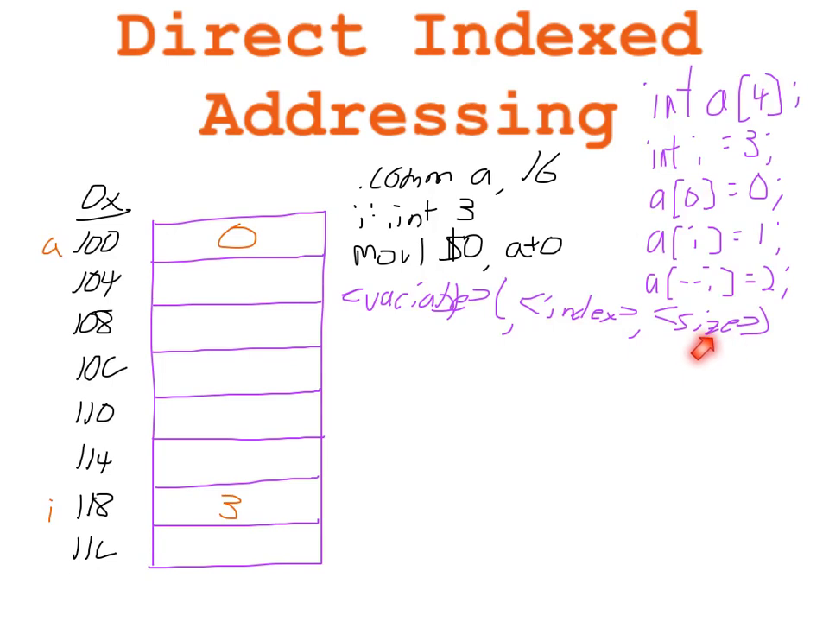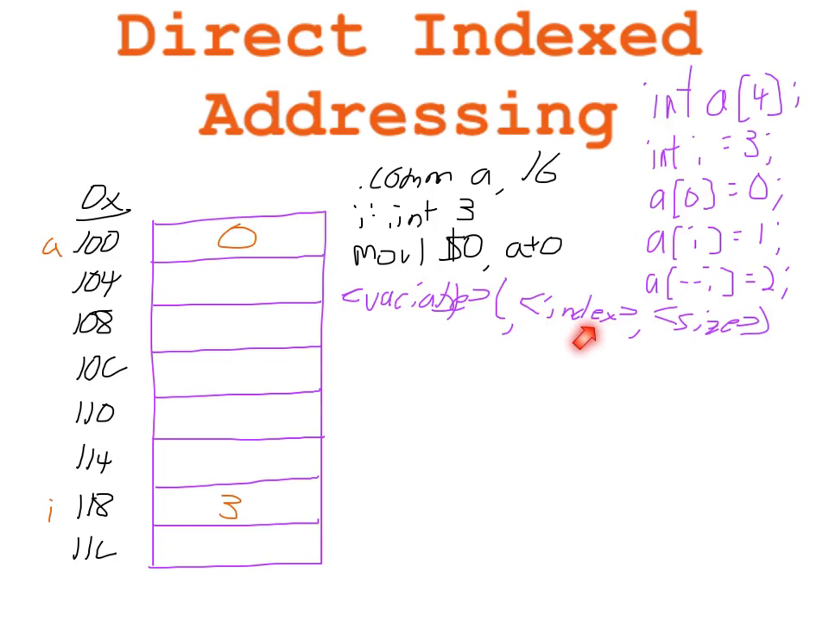Okay, so now knowing that information, let's complete our example and access A of I and then A of minus I. Now to start with, do you think that we can just specify I within direct index addressing here? Can we put the variable I in here as our index? Well, the answer to that is, in short, no. And for the same reasons as base indexed addressing.